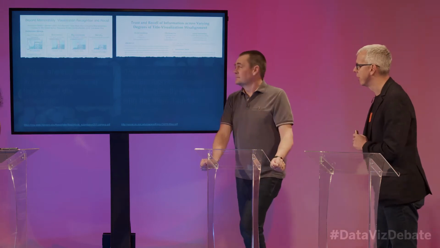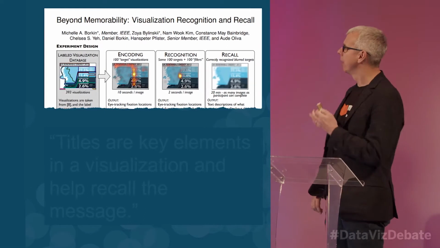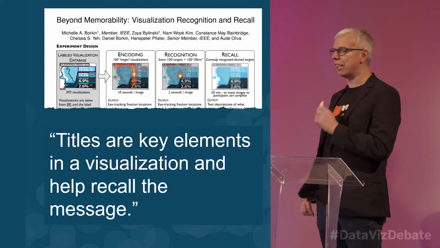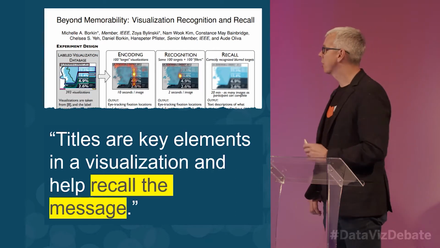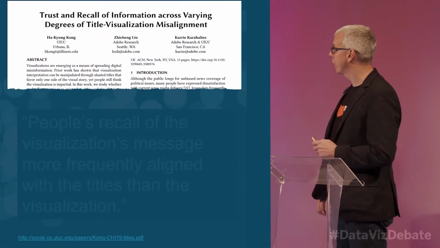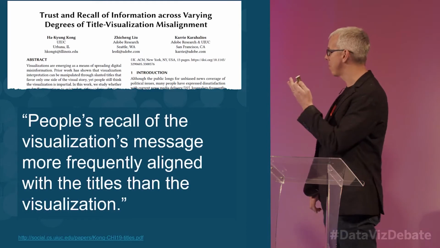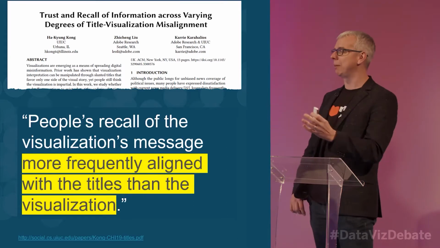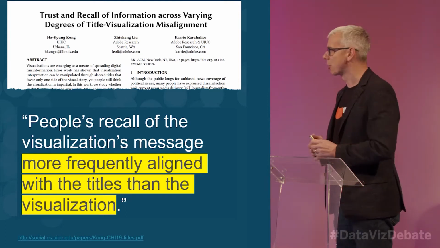First of all, let's turn to academia. 2 seminal papers in the field of recent years. Borkin et al. had this Beyond Memorability paper about recalling particular visualizations. And in there, Borkin wrote, titles are key elements in visualization that help recall the message. More recently, just last year in 2019, Trust and Recall of Information by Kong et al. And in this paper, they said people's recall of visualization's message is more frequently aligned with the title than the visualization. Academia has realized that the titles are almost more important than the vizzes themselves.